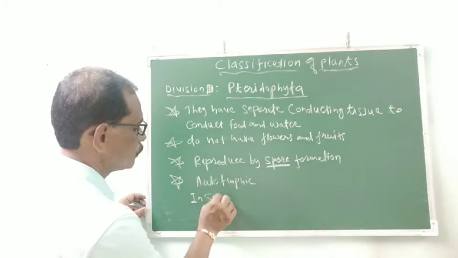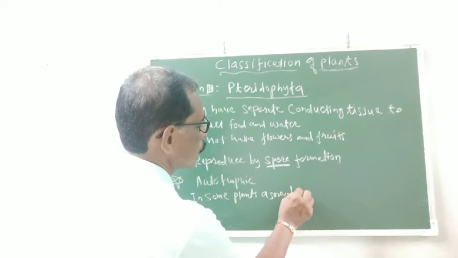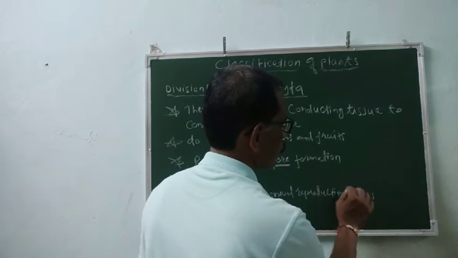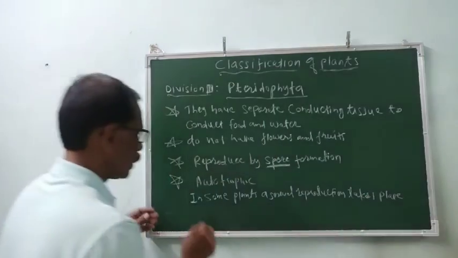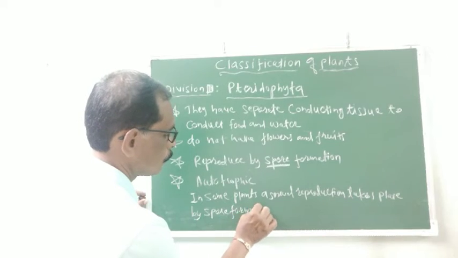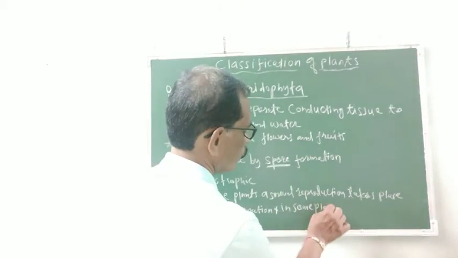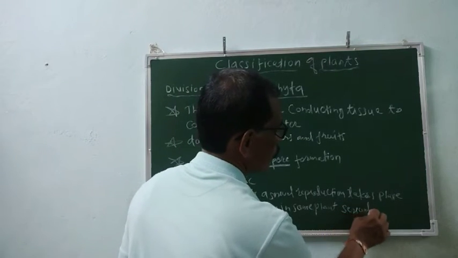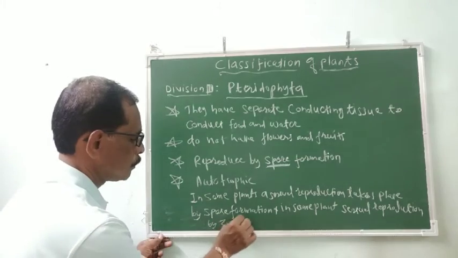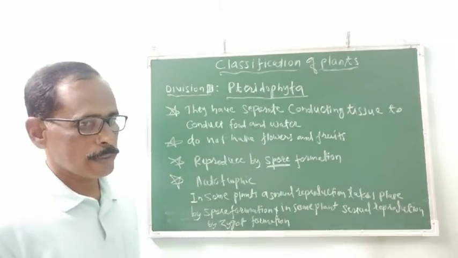We write that in some plants asexual reproduction takes place by spore formation, and in some plants sexual reproduction by zygote formation. These are some characters of the pteridophytic plant.